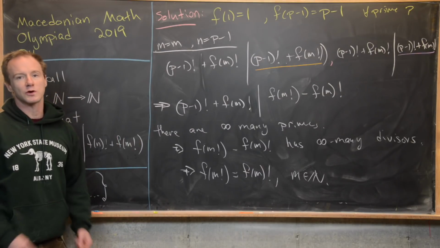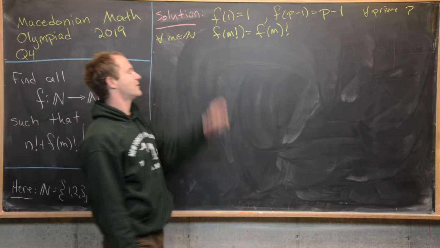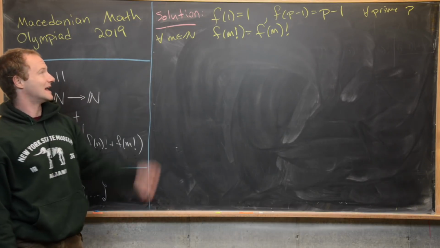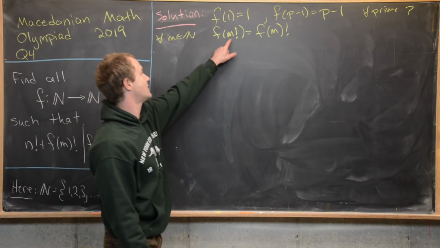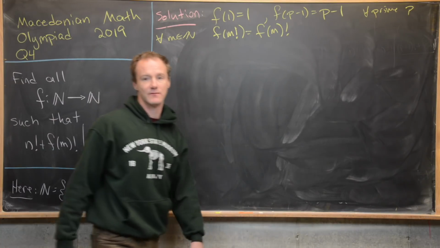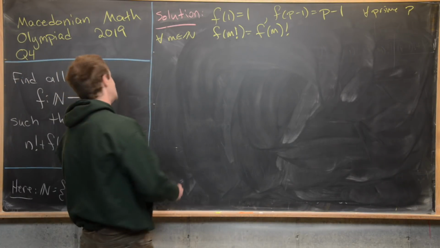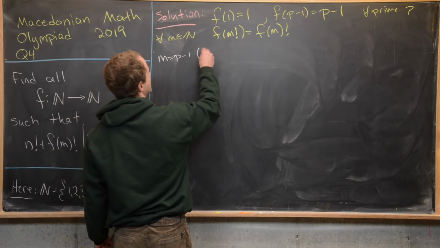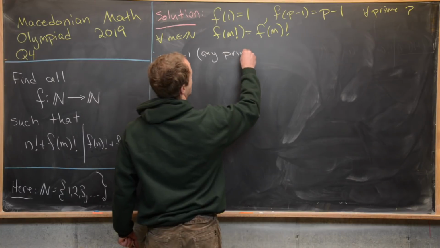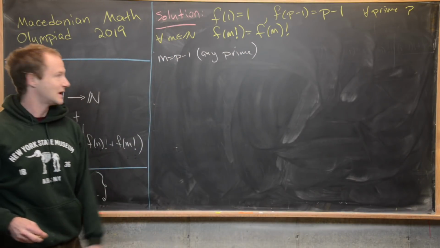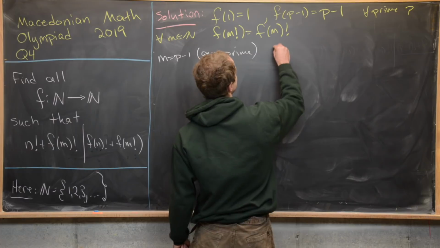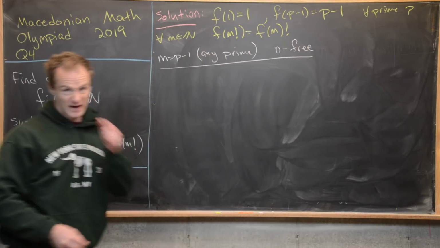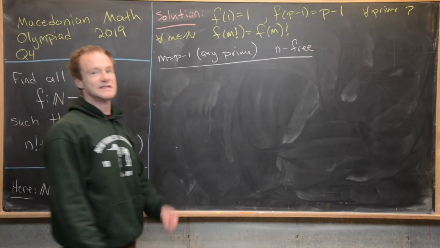Okay, so I think we need one more chalkboard and we've got it. Let's recall we know f(1) is 1, f(p−1) is p−1 for all primes p, and for all natural numbers we know f(m)! equals f(m)!. Okay, so now what I want to do is take m to be equal to p−1, where this is any prime. Again, we're going to use the fact that there are infinitely many primes, and we're going to let n be free. So in other words, that n is any fixed natural number. So let's see what we get for that.